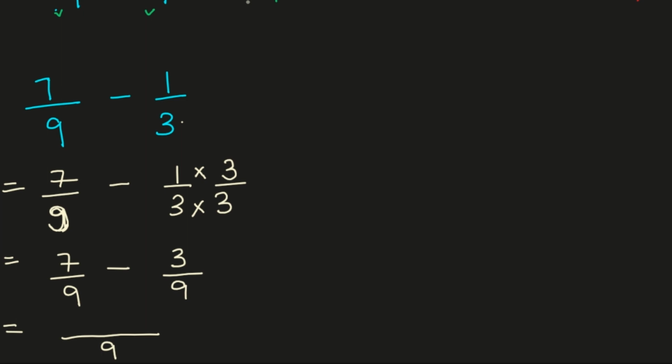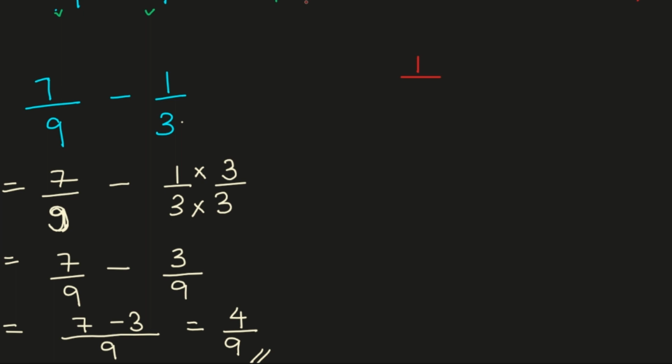So now you know that you can then simply write 7 minus 3. You can simply subtract the numerators when its denominators are equal. So 7 minus 3, what's the value? It's 4. 4 upon 9 is the answer. Great.